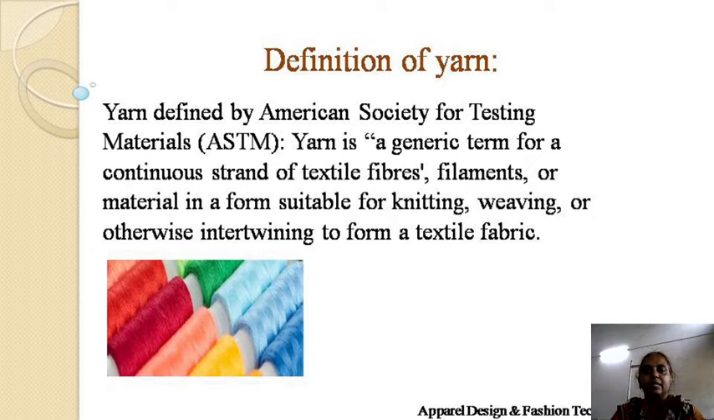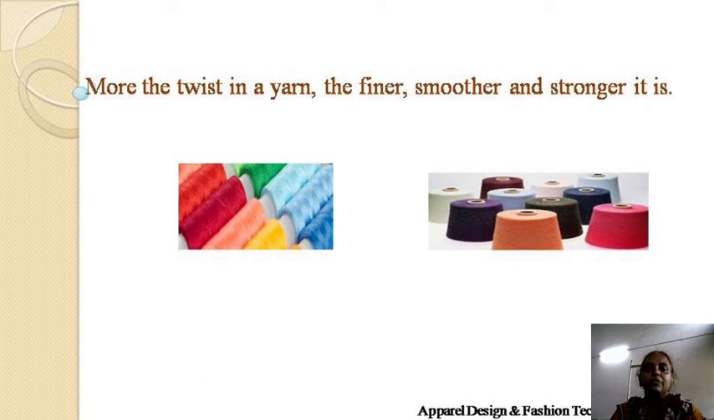American Society for Testing Materials, that is ASTM. According to this, yarn is a generic term for continuous strand of textile fibers, filaments, or material in a form suitable for knitting, weaving, or otherwise intertwining to form a textile fabric. So, according to ASTM, yarn is a generic term used for a continuous strand of textile fibers, filaments, or materials suitable for fabric construction by methods like knitting, weaving, braiding, etc. More the twist in the yarn, finer, smoother and stronger it is. So, if the twists are more, that yarn has a finer texture and is smoother and stronger.